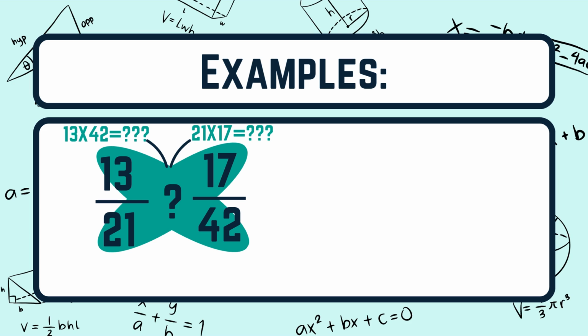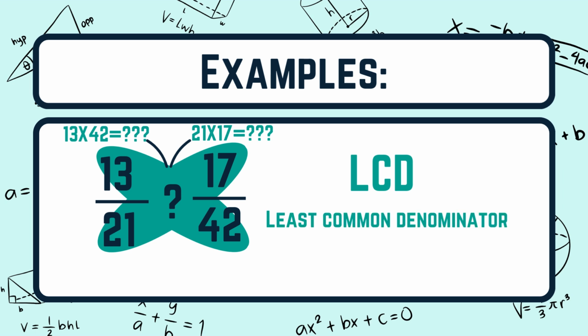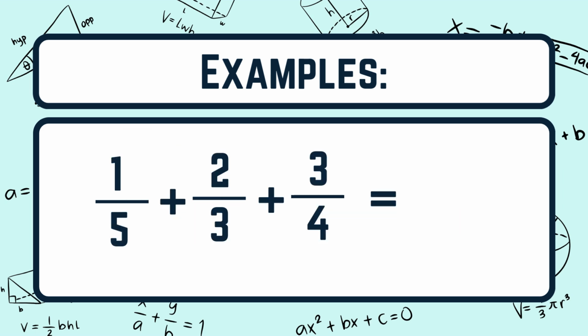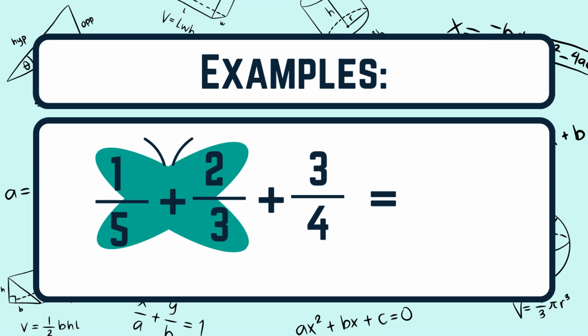In cases like this, it is more helpful to use the least common denominator, or LCD. We also can't use this method if we want to add or subtract 3 or more fractions. In this case, we also use the LCD, or least common denominator.